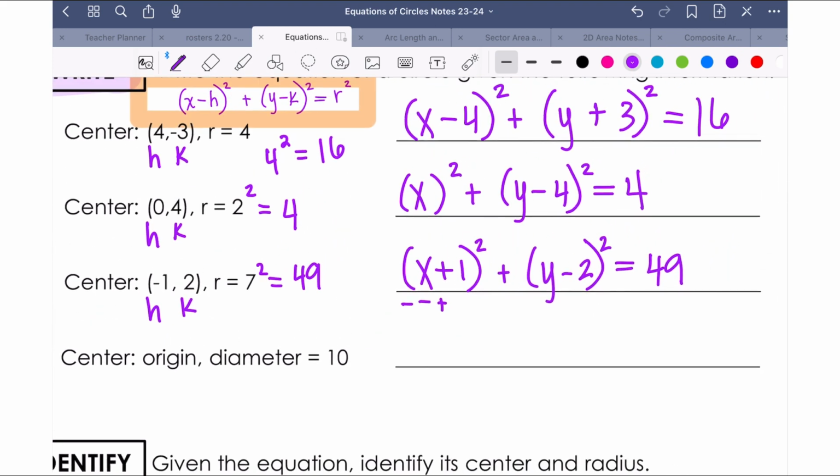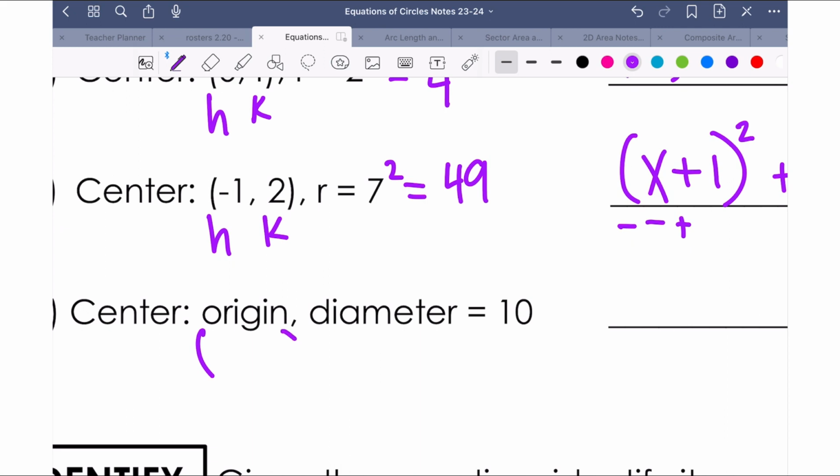Okay. The fourth one says my center is at the origin. So this is a little algebra 1 term. Where's my ordered pair if I'm at the origin of the graph? What ordered pair is that? If you're at the origin, you're at (0, 0).